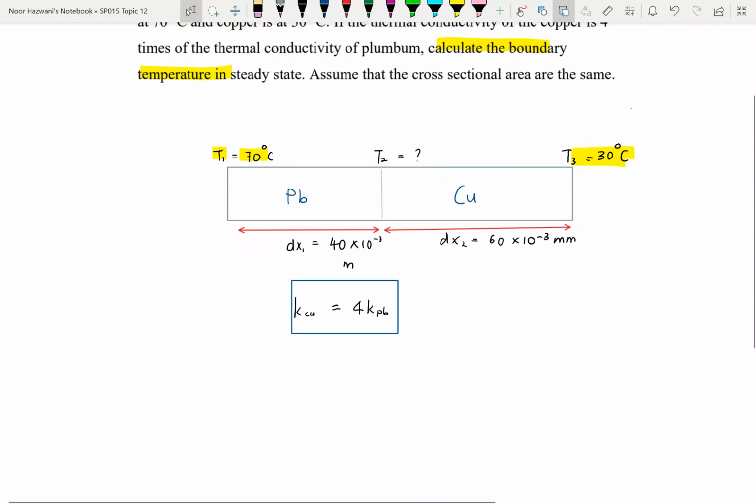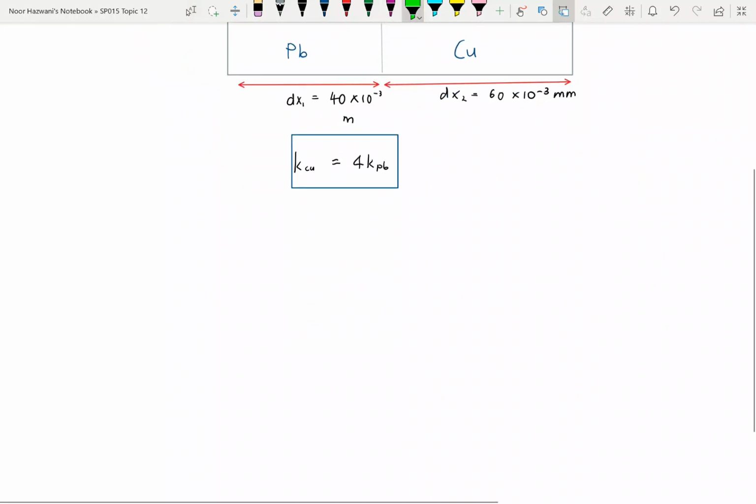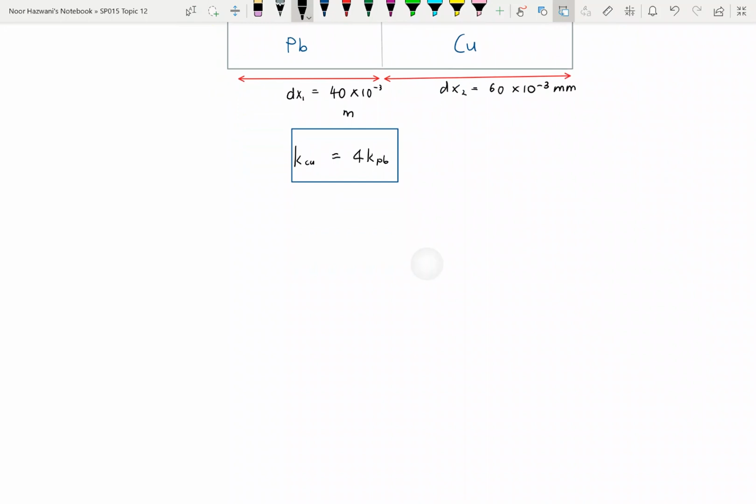So when the question said that steady state, you have to know that the rate of the heat transfer for both metal, lead and copper, are the same. So yang ni you kena tahulah. So ini the important things that you have to write down.